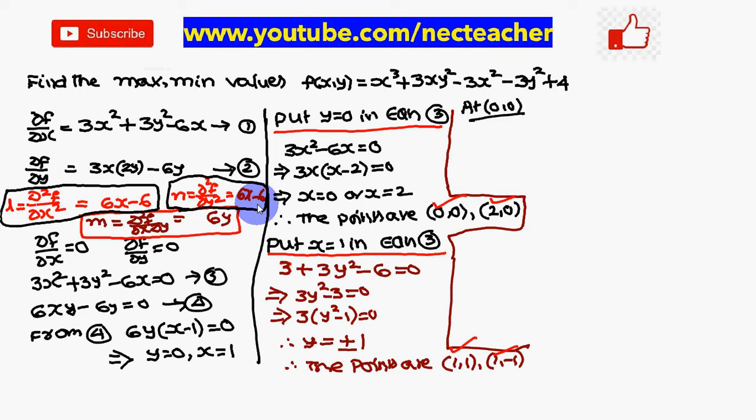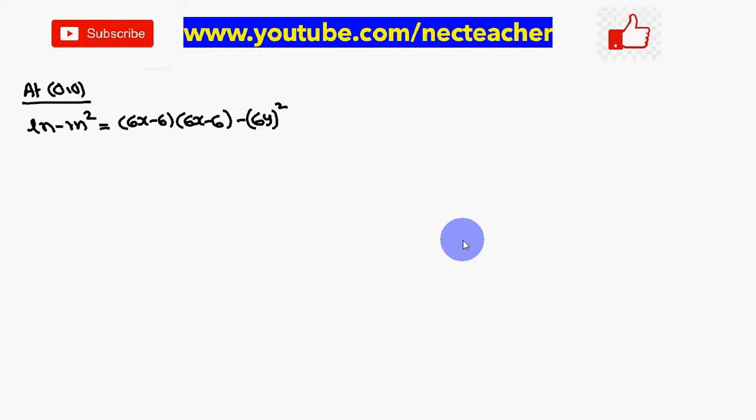So now we have the 4 points. At each point we will discuss the ln minus m square value. Therefore we will consider the first point at (0, 0). Ln minus m square is equal to, L value is 6x minus 6, n also is 6x minus 6, m value is 6y, therefore 6y whole square. Substitute (0, 0), what happens? We are going to get 36, which is a positive value.